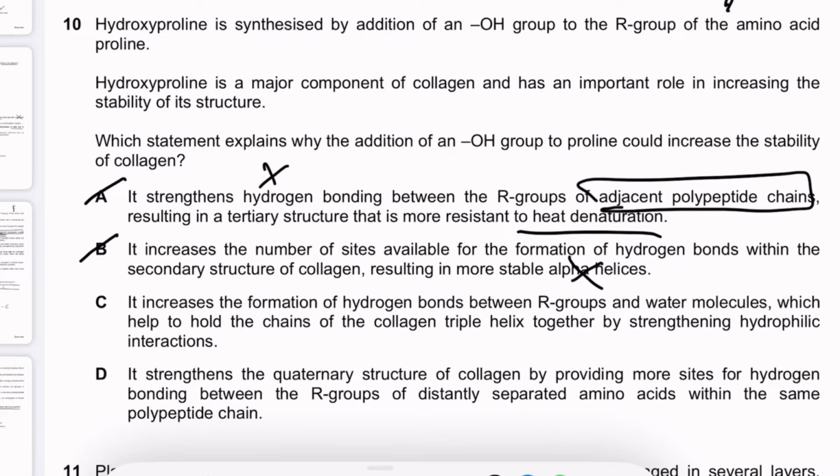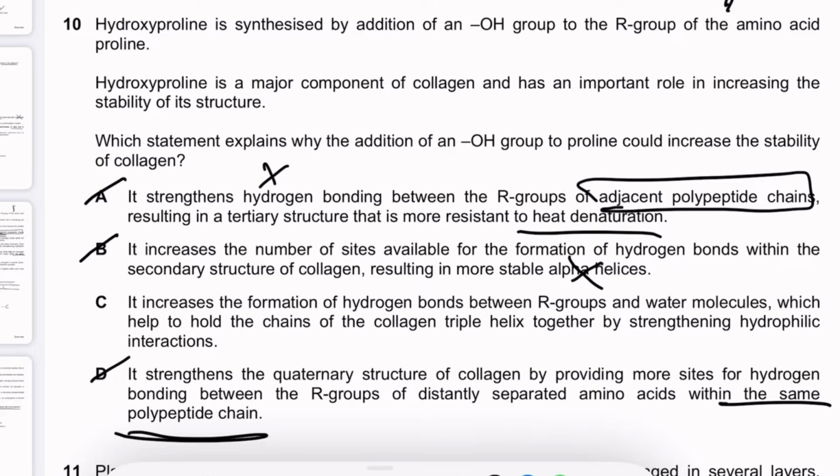It strengthens the quaternary structure of collagen by providing more sites for hydrogen bonding between the R groups of distantly separated amino acids within the same polypeptide chain. Okay, within the same polypeptide chain, you're not going to get hydrogen bonds between the amino acids, okay? So you would not get hydrogen bonds between anything within collagen, period. So you can cancel out D for the same reason we cancelled out A. That would leave us with C.